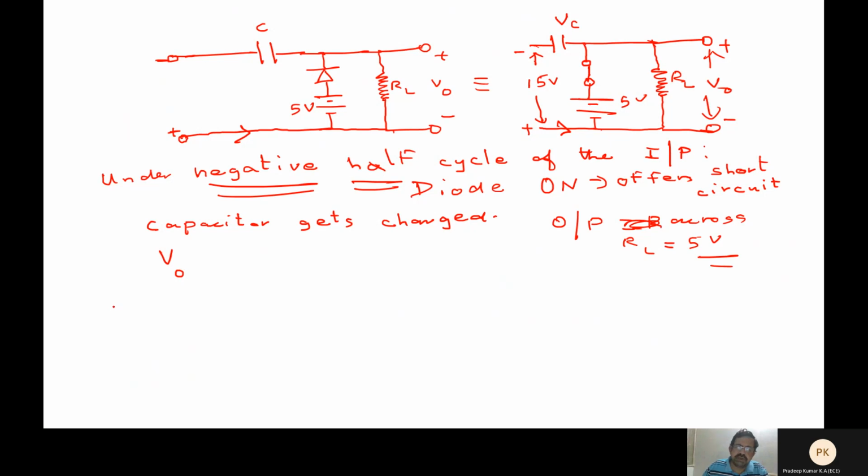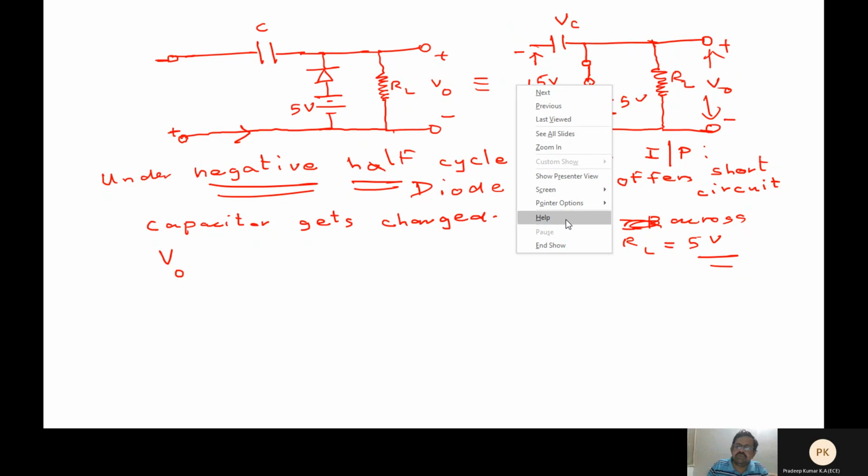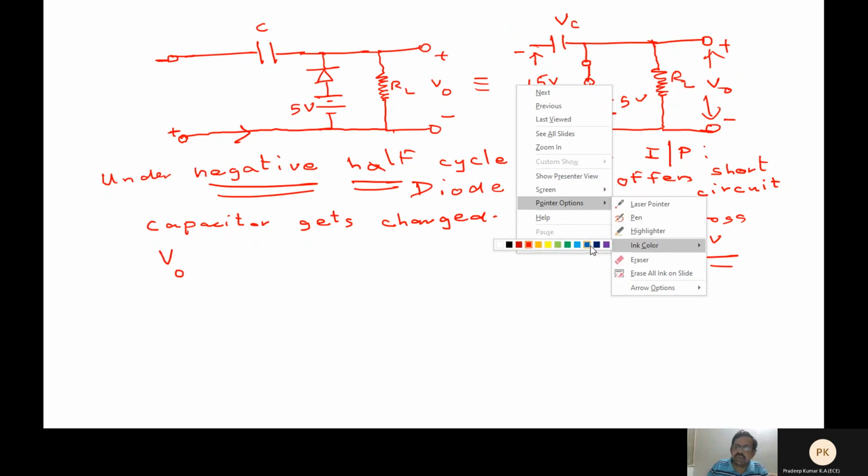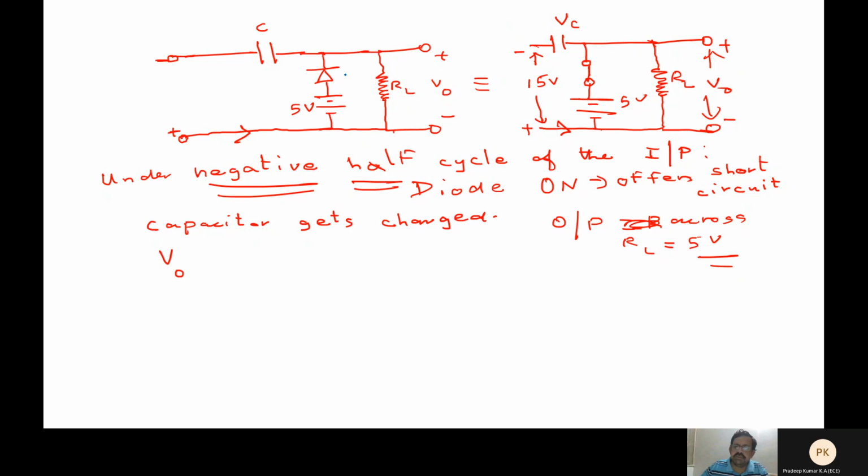Now what about the positive? So then we need to find out what is the voltage VC. What we will do is we will apply Kirchhoff's voltage law in this loop. So which loop is it? It is over here, given by this dashed blue line.